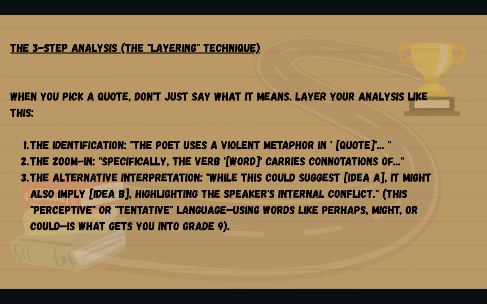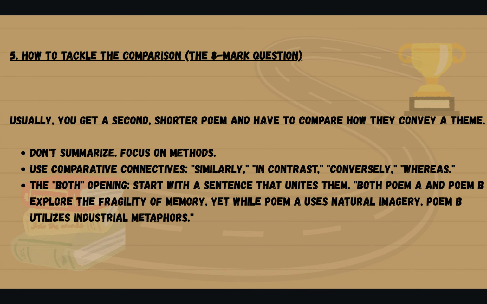Then we look at the alternative interpretation. While this could suggest your first idea, it might also imply the second idea, highlighting the speaker's internal conflict. This perceptive or tentative language, using words like perhaps, might, or could, is what gets you to grade 9.